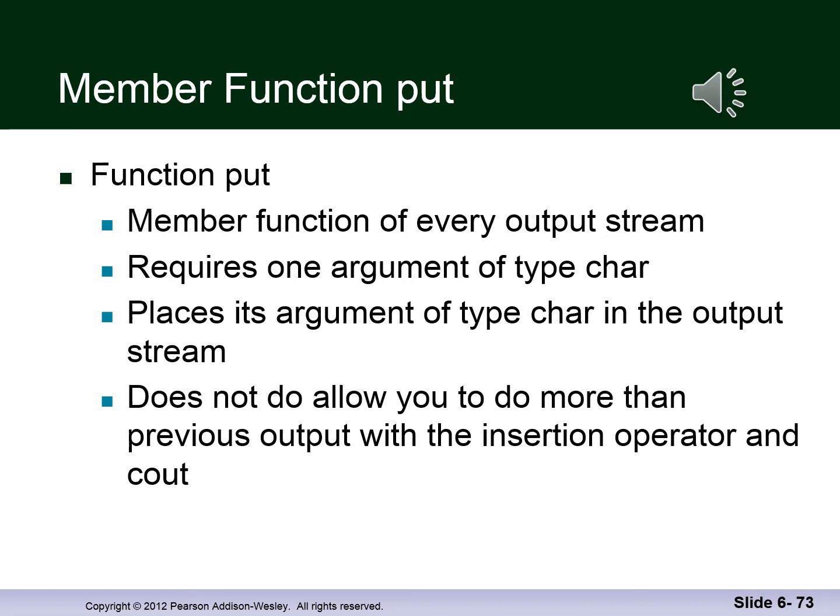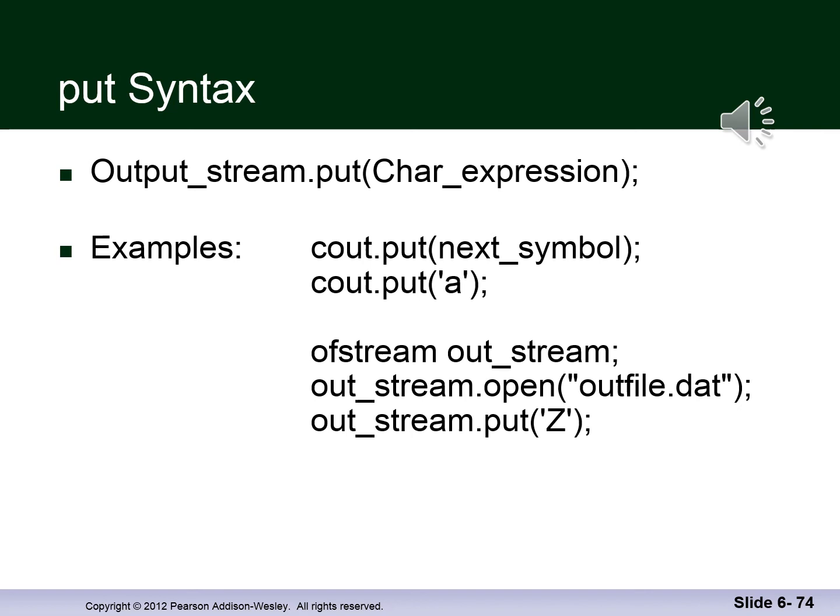Here we have the formal syntax for the put member function. You have the output stream name dot put, and then the one argument is a char. You see examples of put used with cout and also with an output file stream object. I'm not going to read it to you, but you can take a look at that. It's very simple. In the first example, it puts a lowercase a into the output stream using cout, sends it to the monitor. And in the second example, using an output file stream, it puts a capital Z. It writes a capital Z in the next location in outfile.dat using the output file stream object.